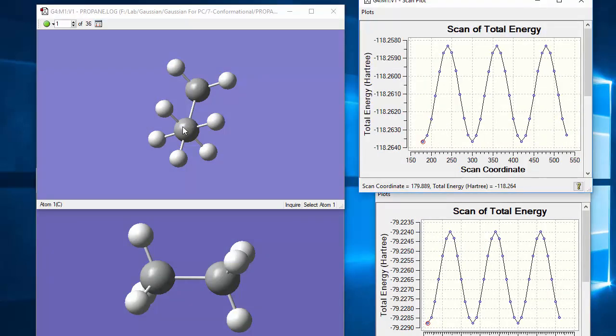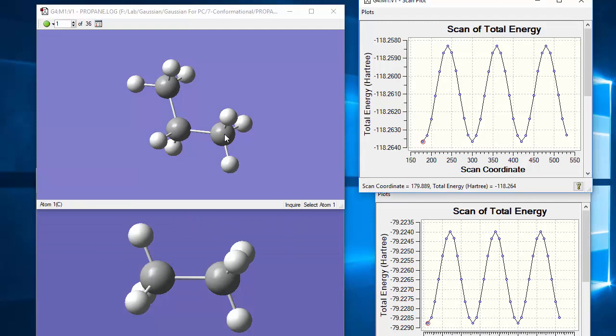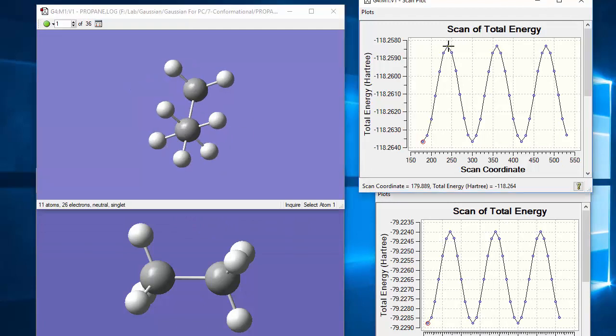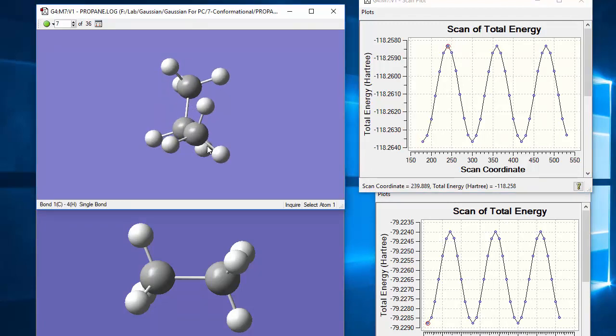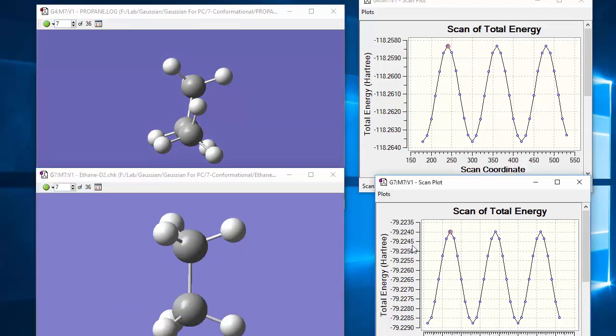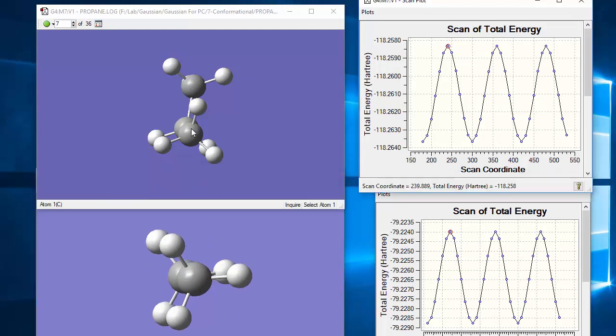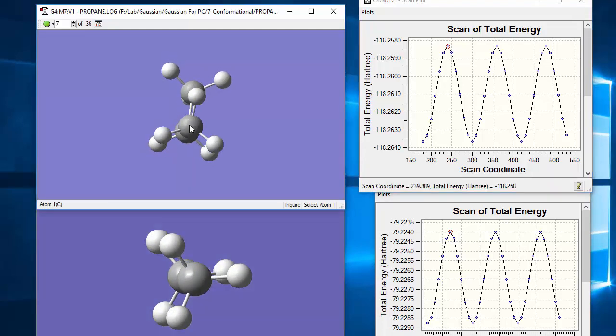Of course, the only difference between propane on top and ethane down at the bottom is how much energy is involved. In the propane case, we have at the global maxima 2 eclipsing hydrogen interactions, each of which is 1 kcal per mole, and then a methyl eclipsed with a hydrogen, which is about 1.3 kcal per mole. Likewise, with the ethane situation, everything will be eclipsed, but all 3 of the interactions are CHs, so this is 3 kcals per mole higher. So this is 3 kcals per mole higher at the maximum than it is at the minimum, and in propane it's really about 3.3 kcals per mole, not significantly different.